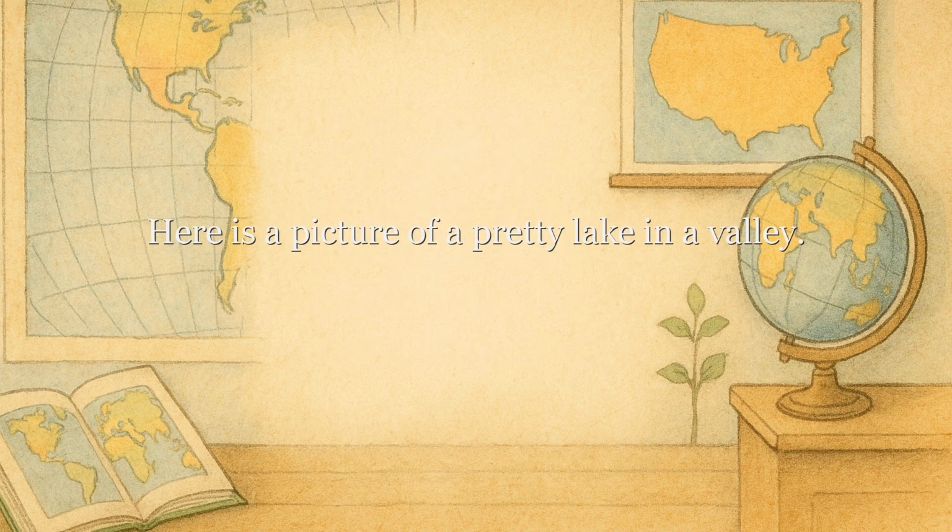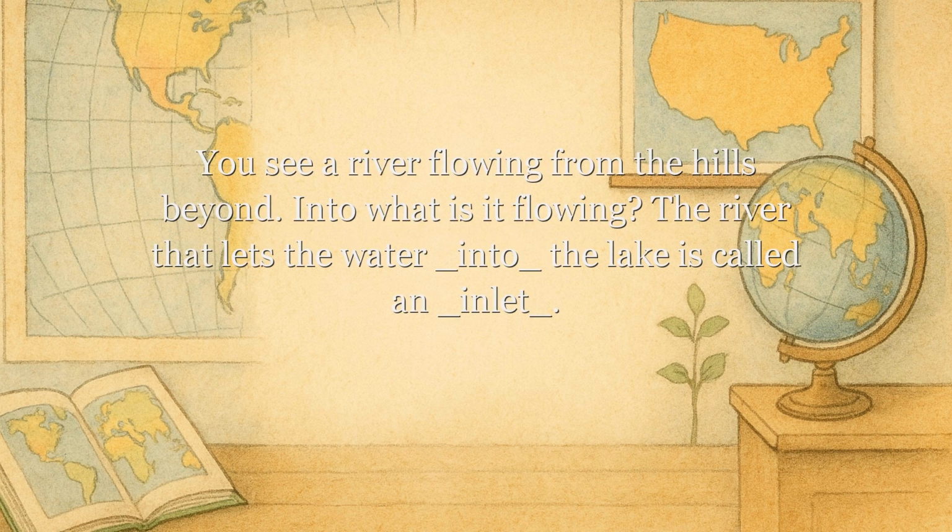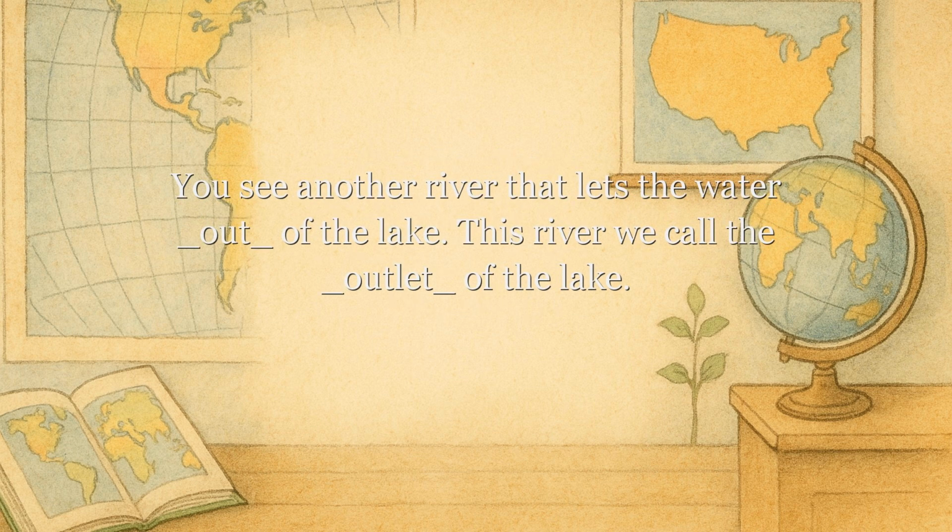Here is a picture of a pretty lake in a valley. You see a river flowing from the hills beyond. Into what is it flowing? The river that lets the water into the lake is called an inlet. You see another river that lets the water out of the lake. This river we call the outlet of the lake.